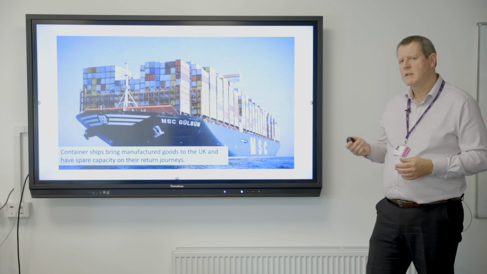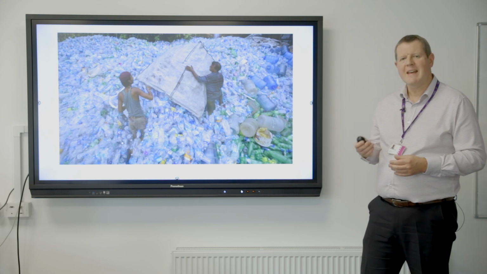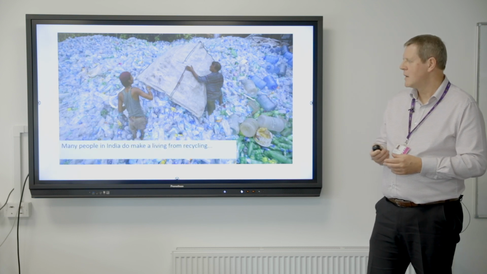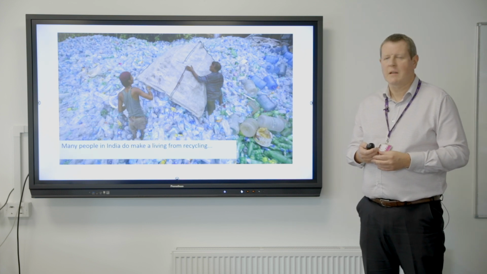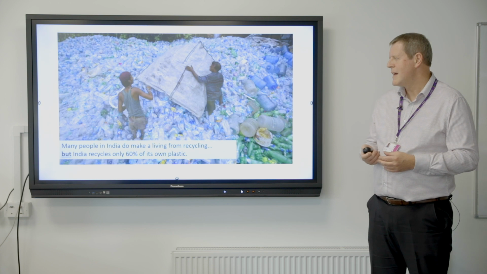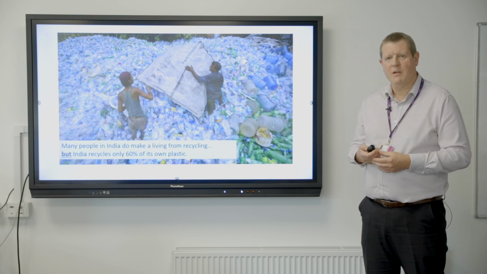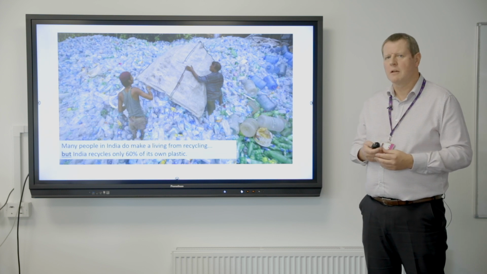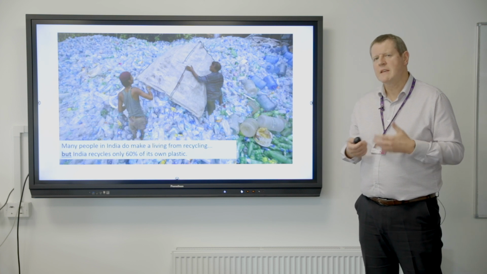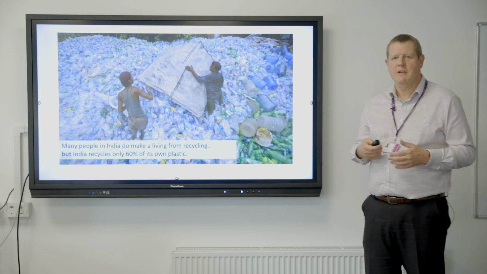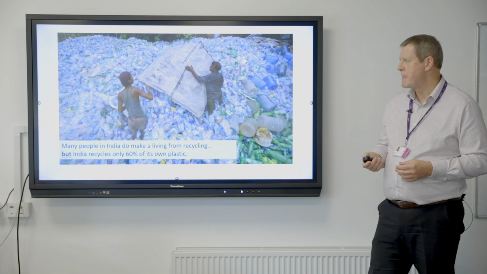One more to help you, perhaps. These are some workers in India, and they are recycling plastic waste. Many people in India do make a living from recycling plastics. However, India only recycles about 60% of its own plastic waste and doesn't do a great deal with imports from other countries. So, these 4 pictures are starting to explain to us why our Mumbai beach is covered in plastic.